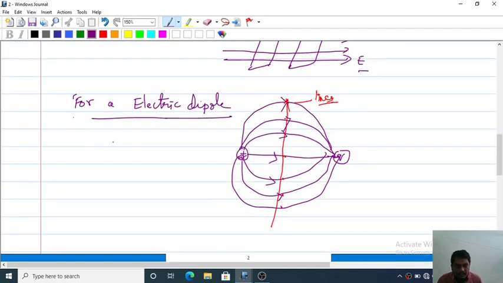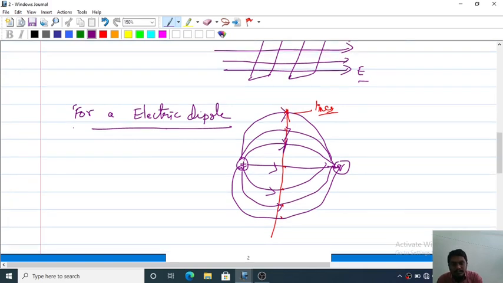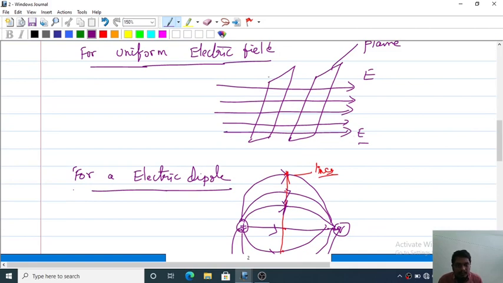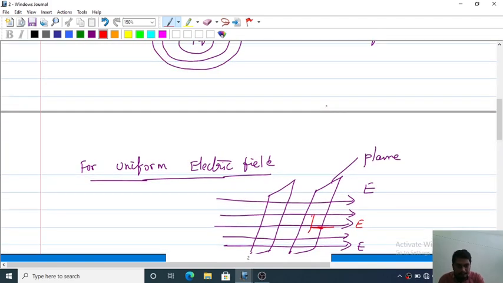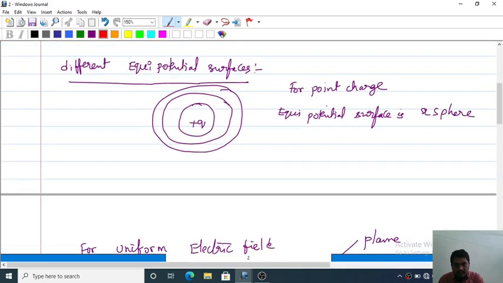Here you can see, this is an equipotential surface and this is an electric field, so they are perpendicular. This is the equipotential surface and this is the electric field, they are perpendicular to each other. Here also this is the electric field direction and this is the equipotential surface. Equipotential surface and electric field are always perpendicular to each other.